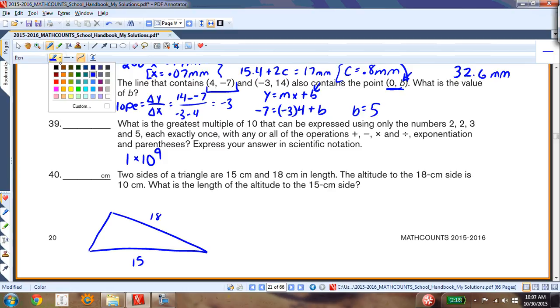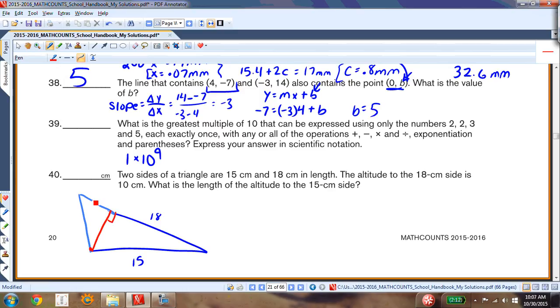The altitude is the distance from a vertex to a side, such that the angle is 90 degrees. I haven't drawn a very good triangle, because this is basically a right triangle. Let me redraw it just a little bit so you can see better. That's all right. So my altitude to the 18 side looks like this. That angle has to be 90 degrees.